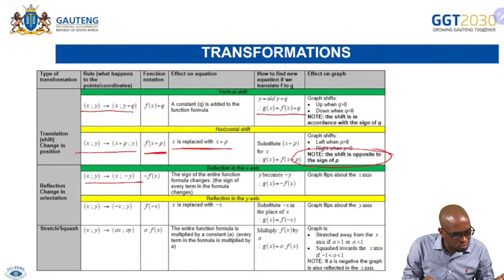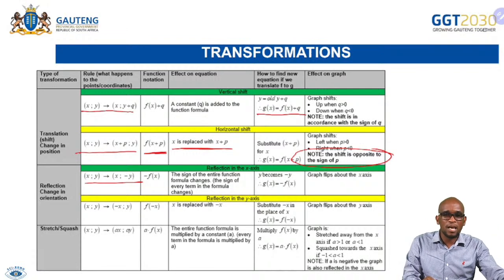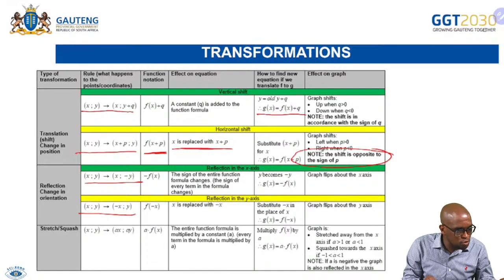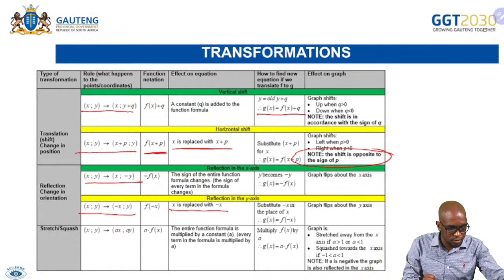With respect to the y-axis, if you reflect with respect to the y-axis, y remains the same, and x changes sign because you are reflecting with respect to the y-axis, which means all the x values are going to be negative. So you can see here that a point x, y became a point minus x, y. Now what you do is you replace x with minus x. And the graph flips with respect to the y-axis.